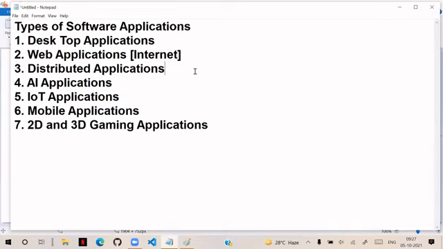Artificial intelligence applications, like Amazon Alexa, Google Home, Siri. In your Windows also, so many narrators are there. Artificial intelligence applications are present. Those all come under the category of AI, artificial intelligence.